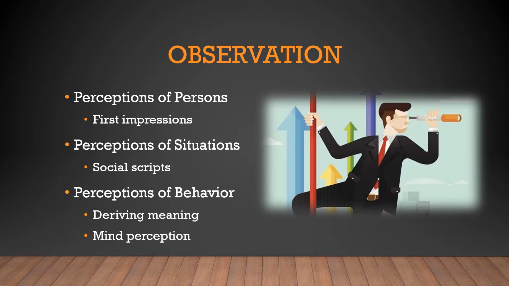Perceptions of behavior derive meaning from observed actions. This is where individuals rationalize the why behind another individual's actions. The concept can also relate to inanimate objects through mind perception. Mind perception is the phenomenon of assigning human characteristics to a non-human entity.